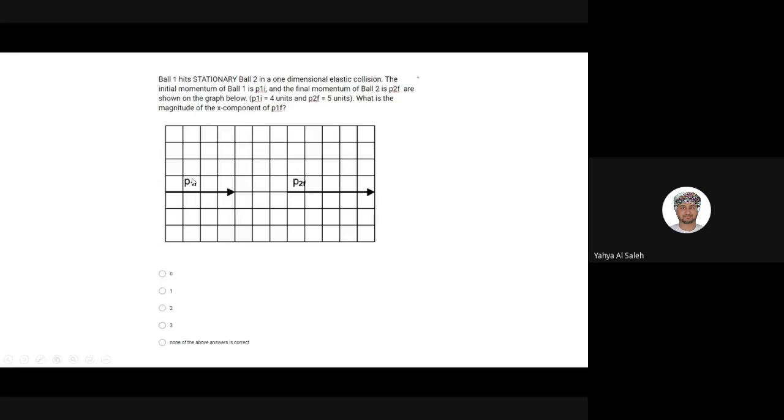Okay, let's see if we have understood this. Ball 1 hits a stationary ball 2 in a one-dimensional elastic collision. The initial momentum of ball 1 is P1I, and the final momentum of ball 2 is P2F. They are both shown here. P1I is 4 units, P2F is 5 units. What is the magnitude of the x component of P1F?